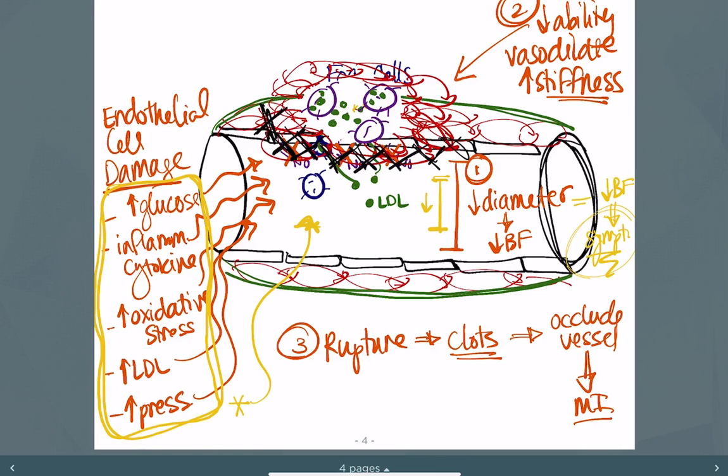All right, so that was my little mini review on atherosclerosis. I probably went longer than I needed to because I think this stuff is fascinating. Let's jump back into our case.